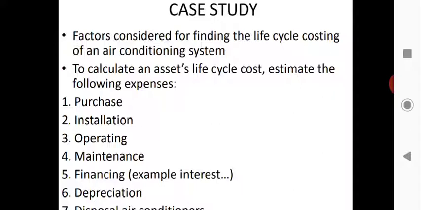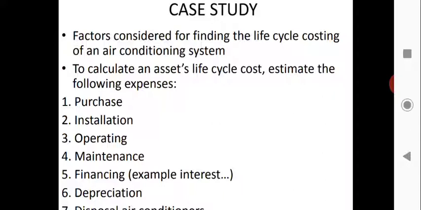Third, operating. Operating means you cannot keep your AC for show, you need to operate it. When you operate it, the AC will consume energy, so you need to pay the energy bill also. I already told you, 200 to 300 rupees per month. This comes under operating cost. Fourth, maintenance. If any problem comes in the evaporator or condenser, you need to replace it, so that comes under maintenance.